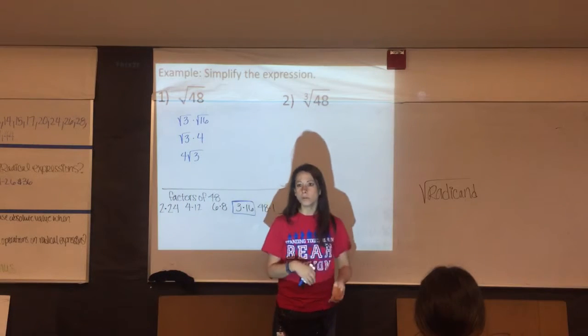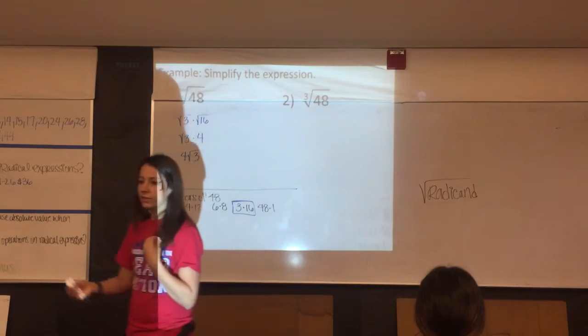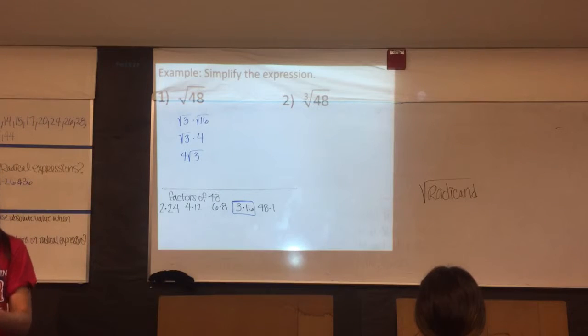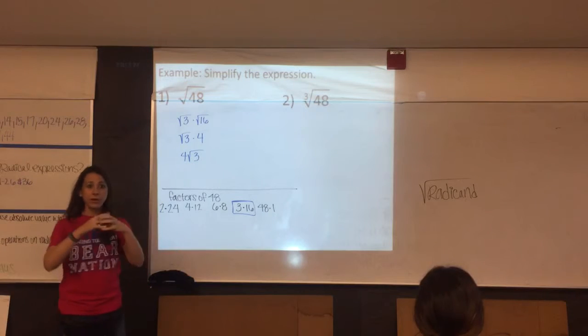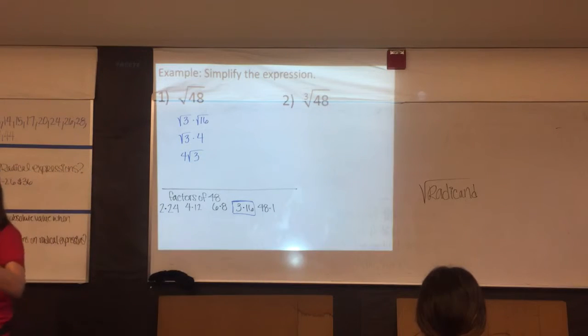So when I cube root something, that means I want to think of something that when I cube it, it's 48. Now, is there an integer that when I cube it, it's 48? No. So I have to do something similar to here by breaking it apart into two factors: one that is something cubed, and then another number.